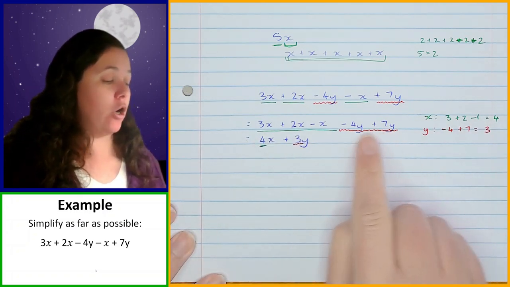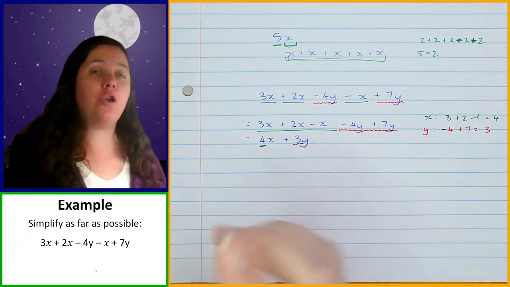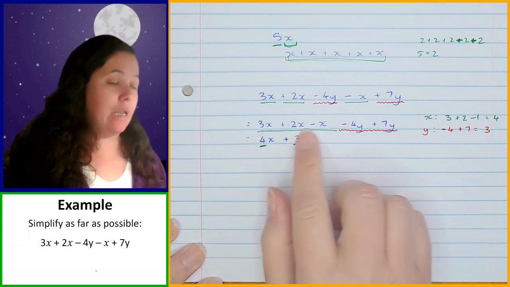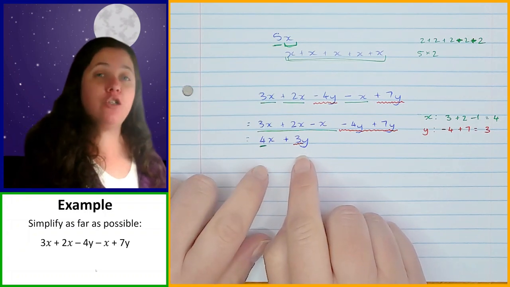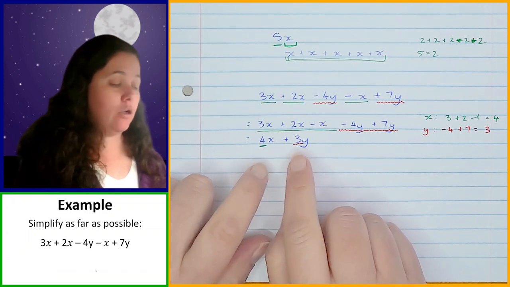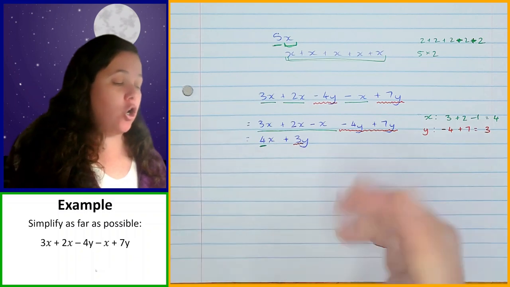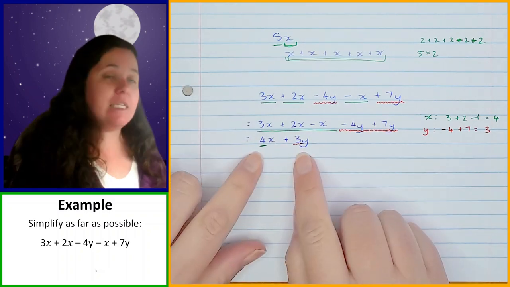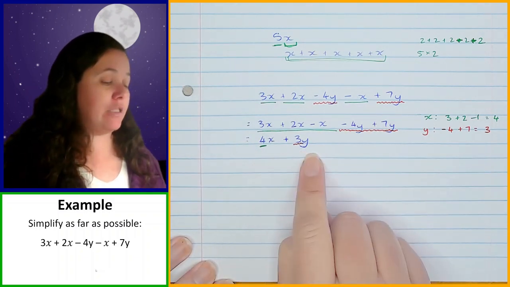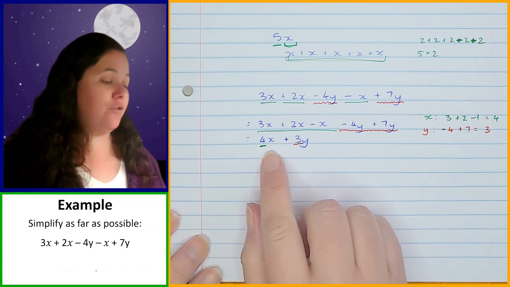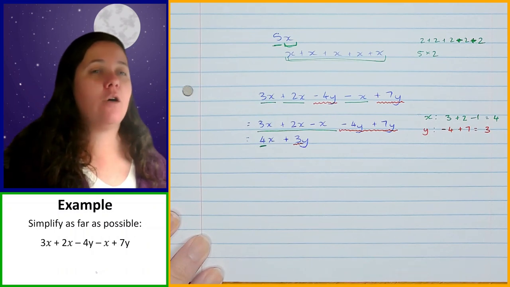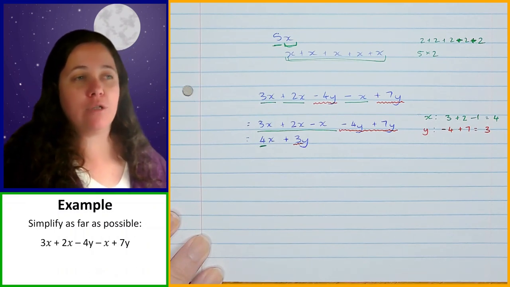But when we are doing our addition and subtraction, you can only add or subtract like terms. So I can't simplify any further because there are only two terms left and they are unlike. They are not like terms. So I can't add them to each other. So this is as far as I can go. So I am now done with that question. The answer, the simplified version, is 4x plus 3y. Okay, so now I'm going to give you something that you're going to try for yourself.